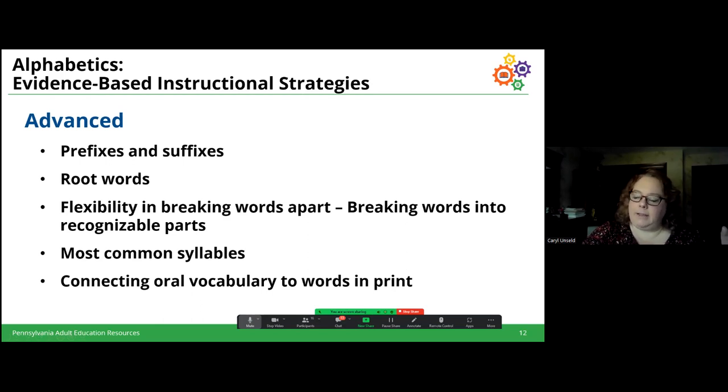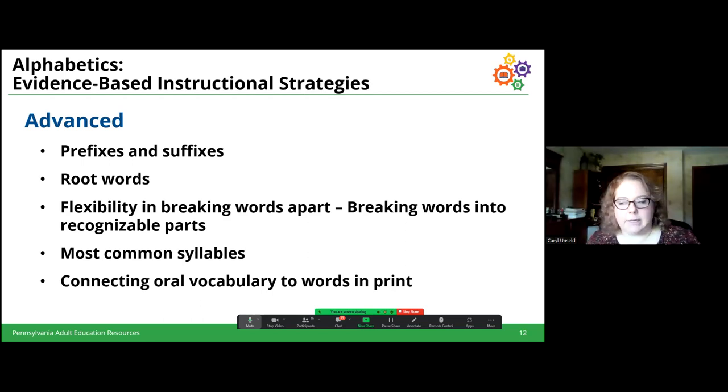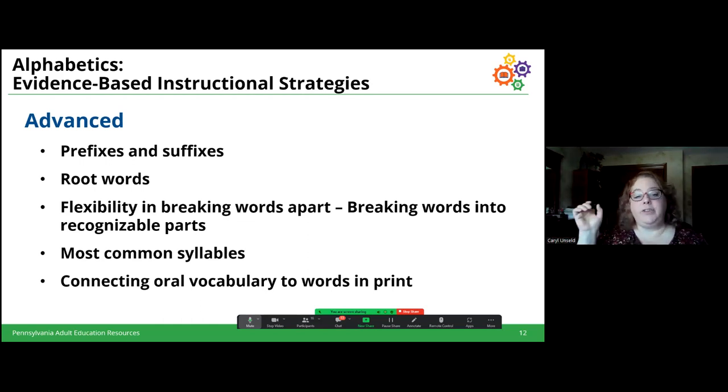The other thing that is important for students to practice is breaking words apart into recognizable parts. So if you can break a word apart and recognize, like, I know sat, and that's part of this word, that really helps students build the skill of sounding out words that have multiple syllables. I didn't put it in the PowerPoint today, but if you search for the most common syllables, you're going to get a list of the most common syllables found in words. If you just focus on those syllables, it makes a huge impact for students who are struggling with alphabetics.